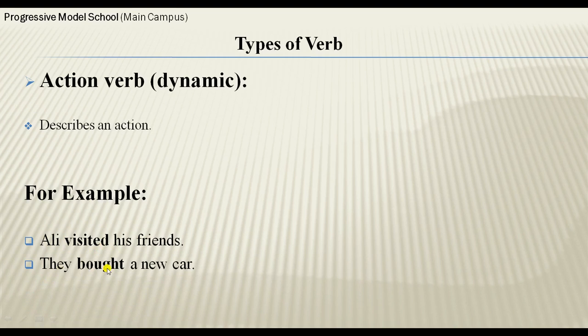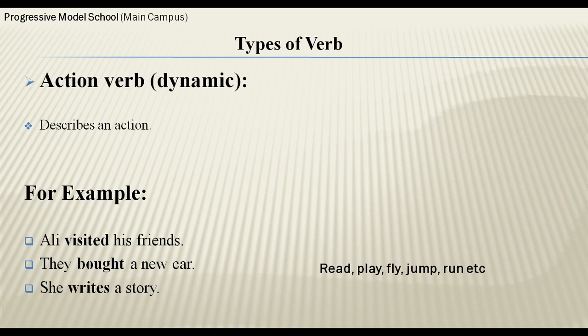Another example, they bought a new car. So here they are the subject and they are performing the action of buying. So it is a physical action, and so bought is an action verb or dynamic verb. Let it clear by another example. She writes a story. So she is performing an action, that is writing. So write is an action verb. So here are some other examples of action verb like read, play, fly, jump, run, etc.